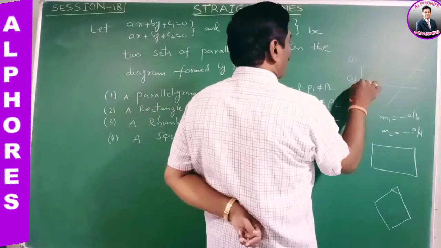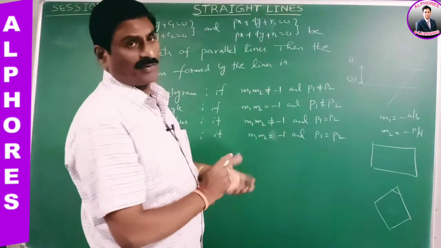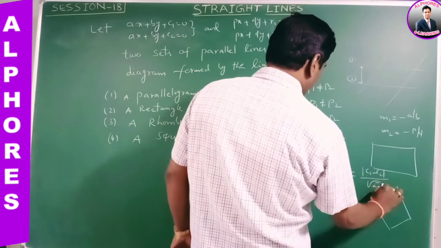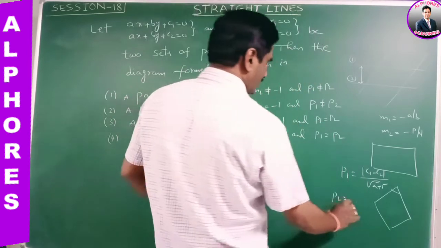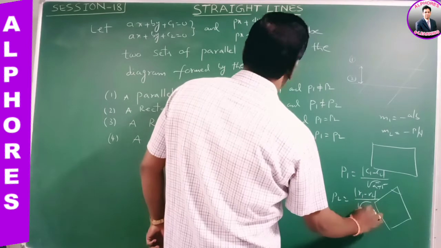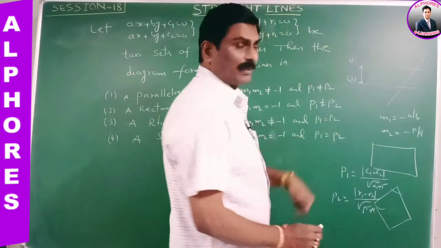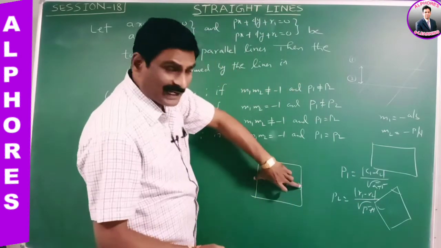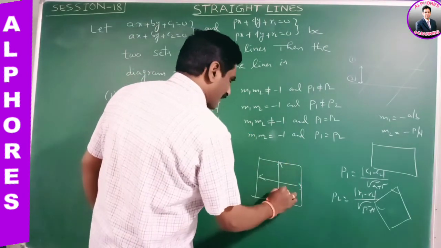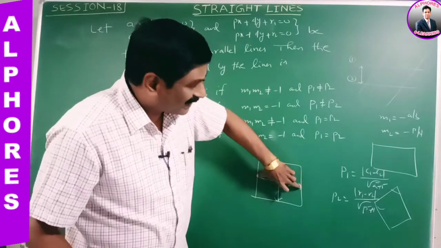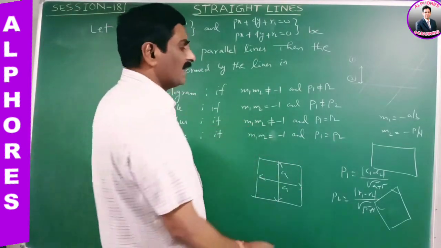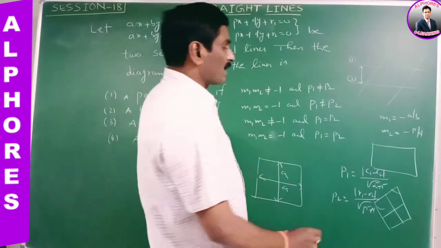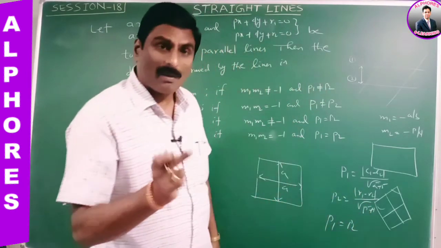Please observe this value. The distance between the two parallel lines is mod c1 minus c2 by root over a square plus b square. Say P1 is the distance between the first set of parallel lines, mod c1 minus c2 by root over a square plus b square. P2 is the distance between the second set of parallel lines, that means mod r1 minus r2 by root over p square plus q square. Suppose P1 is equal to P2. In a square, what is the condition? The distance between these two parallel lines is nothing but the side of the square. The distance between these two parallel lines is equal to the distance between the other two parallel lines. Then it must be a square. At the same time, in a rhombus, the distance between these two parallel lines is equal to the distance between the other two parallel lines.